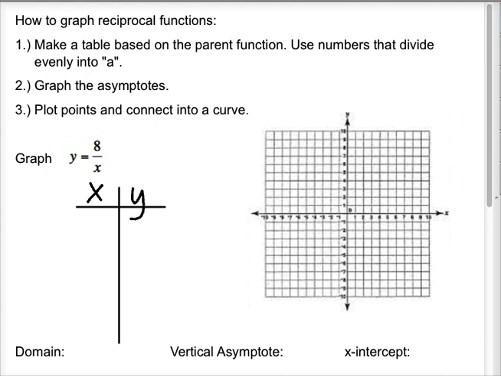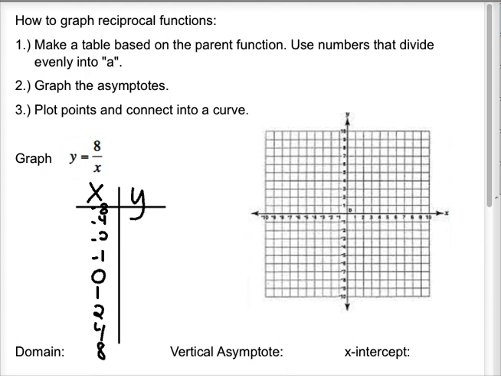So what I mean by that is I'm going to start with 0, and then 1 divides 8. So I'm going to use 1 and negative 1. 2 divides 8. 4 divides 8. And 8 divides 8. Now this may look like a lot of points, but keep in mind, if all we're doing is quick dividing, those points are really easy to get. All right?